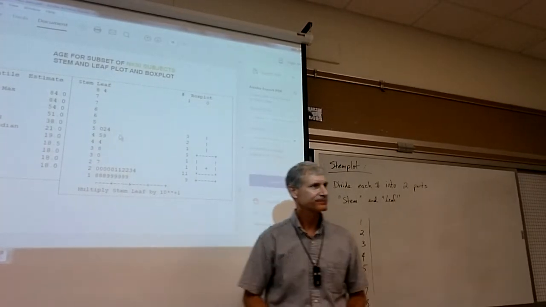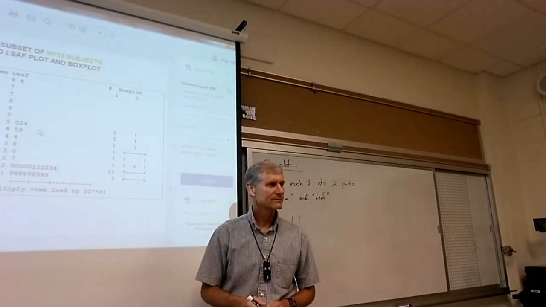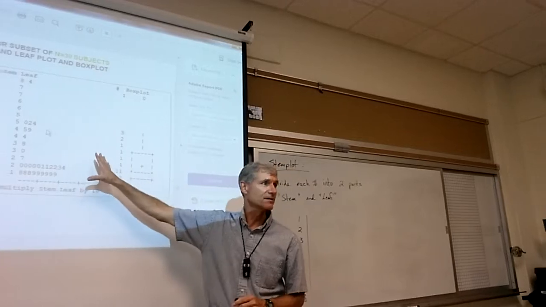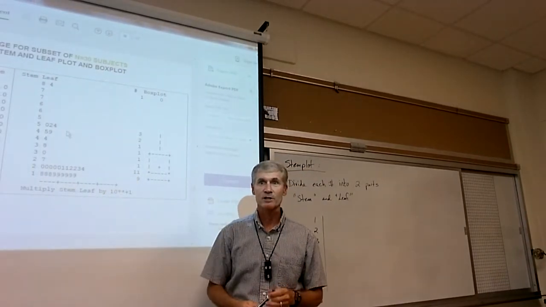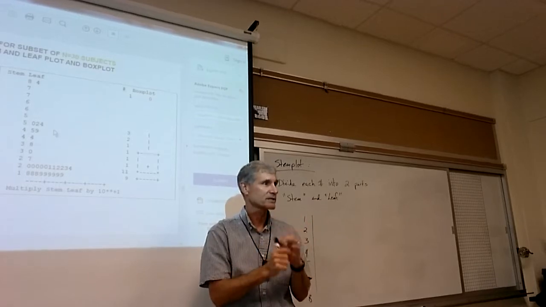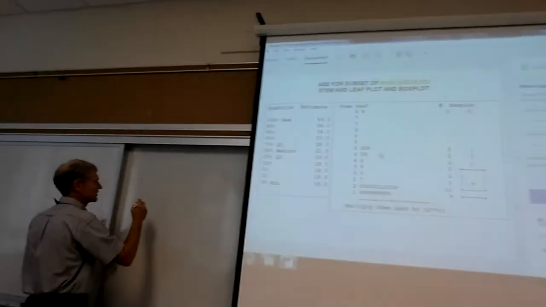Okay, so the stem is the tens place? It is in this data. Okay. So she's asking a question, is it always the tens place? No, not always. One of the examples that they do in the book, they have numbers of salaries.